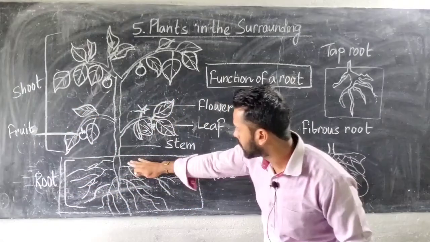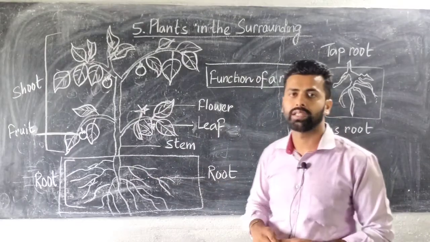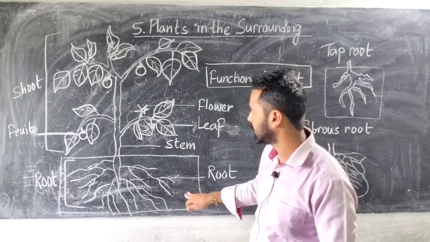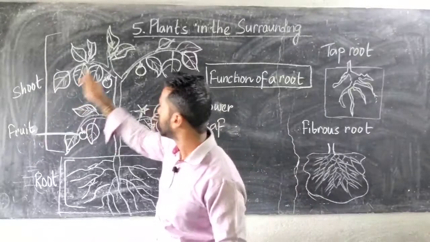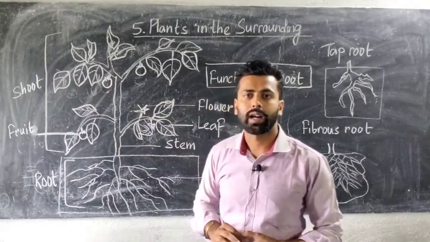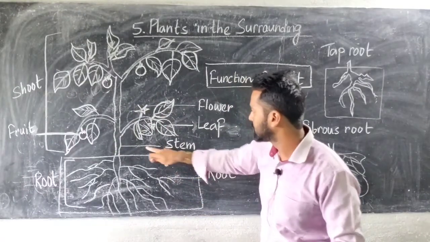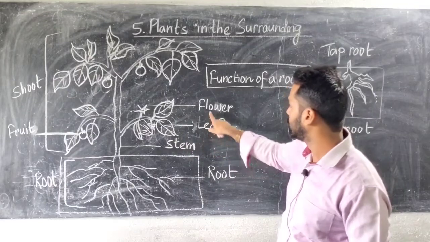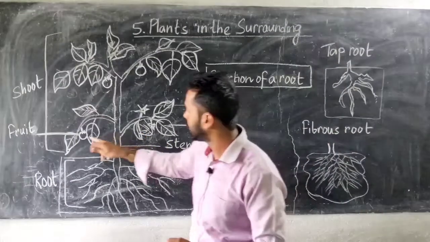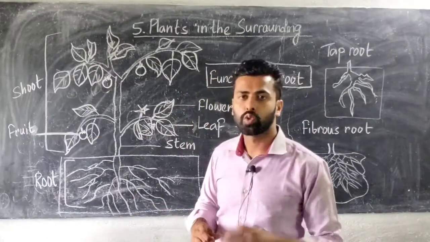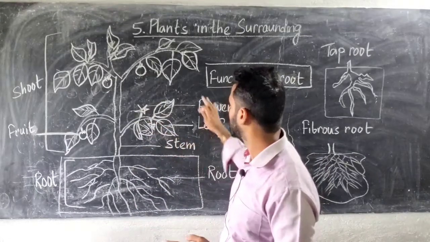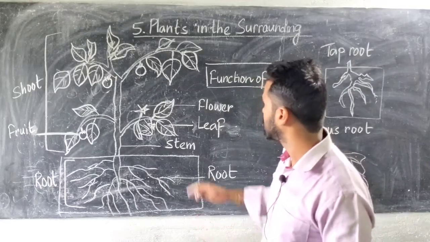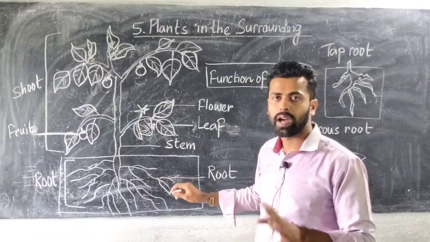In the root part, only roots are present, and that is below the ground. But in the shoot part we have all the different parts of a plant. We have the stem, then the leaf, then the flowers, then the fruits in the shoot part. So these are the shoot parts, and in the root part we have only the roots. So these are the parts of a plant.